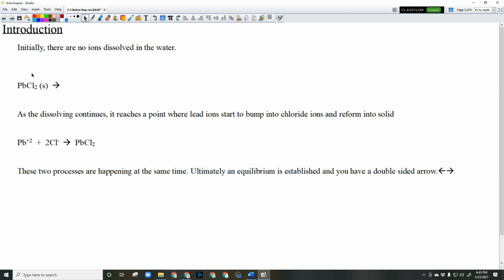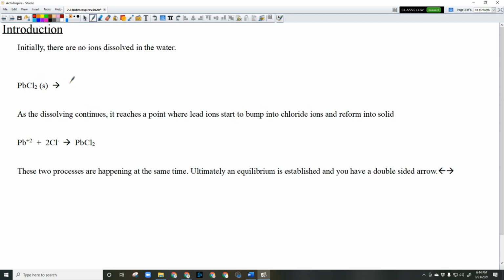So when we first put the iron chloride into water, I mean the moment we put it into water, there's no ions. Okay, so it's just this. And then within a millisecond, it starts to dissolve and to break apart. So what is this dissolving into? Well, we have lead chloride here, so it's going to be lead 2 chloride actually.